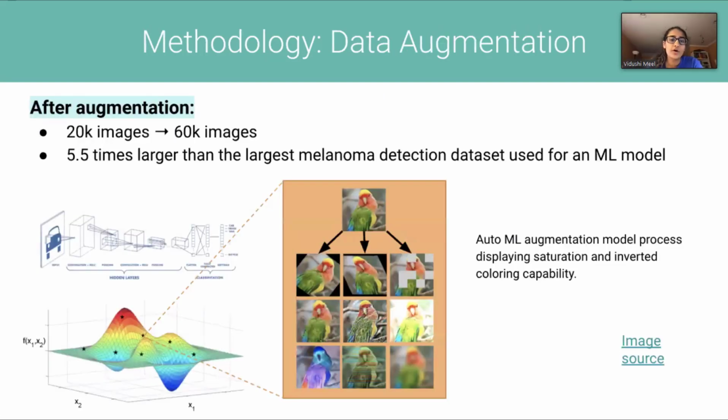So part of our methodology was also the data augmentation that we did. This is one of the novel features of our melanoma identification system. One of the reasons it's so hard for melanoma detection systems to be made accurately is because of the lack of data. So to go around this issue, we augmented our original data set of 20,000 images to over 60,000 images using AutoML libraries and other augmentation tools.